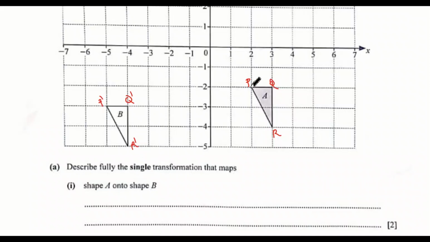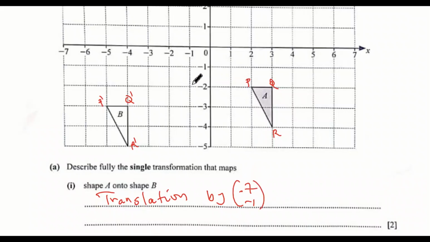Okay, so if you look at it, let's count from P to P prime and see the distance there. So you have 1, 2, 3, 4, 5, 6, 7. And it comes down once. So that means we have translation. So we can write here: translation. Then by what? By the vector 7, rather minus 7, minus 1.